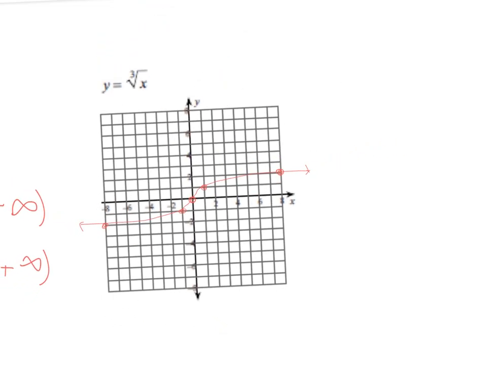So looking at the domain and range, the domain, remember, is left to right. So how far left does this go? Well, it keeps going forever and ever to negative infinity. And how far right does it go? Well, it keeps going forever and ever to positive infinity. And the same with the range. It keeps going down forever and ever, and it keeps going up forever and ever.